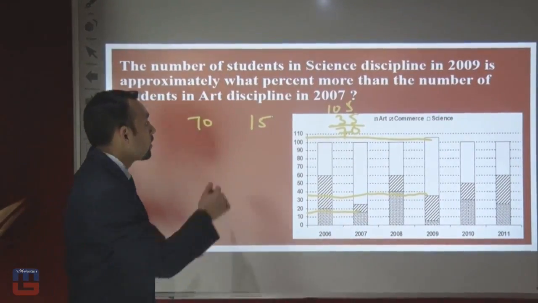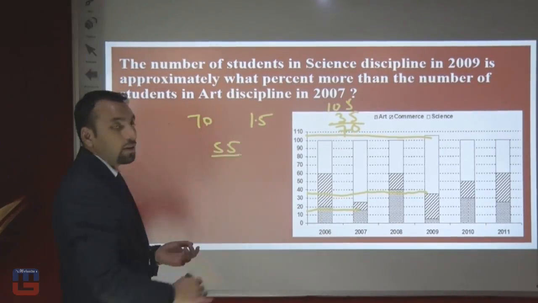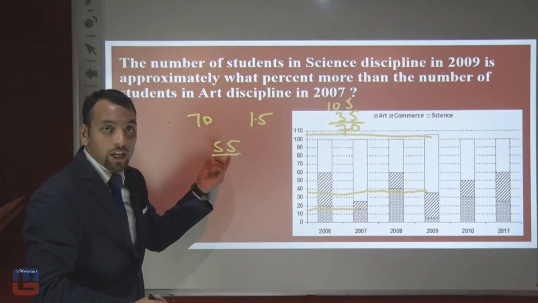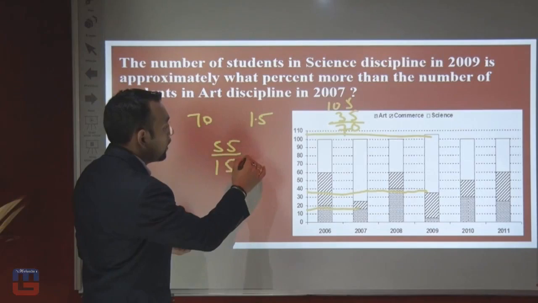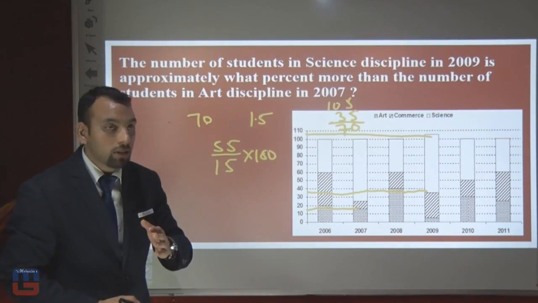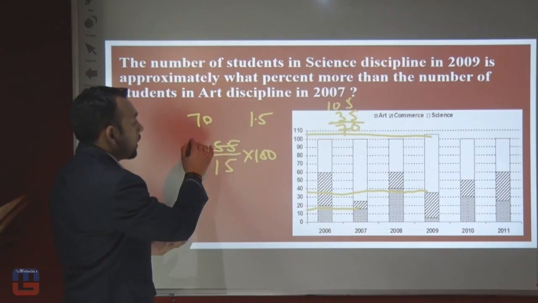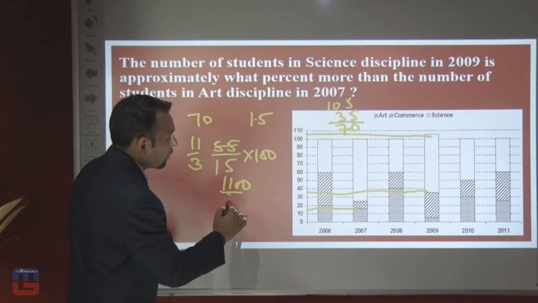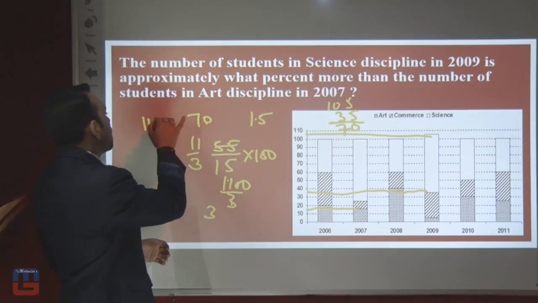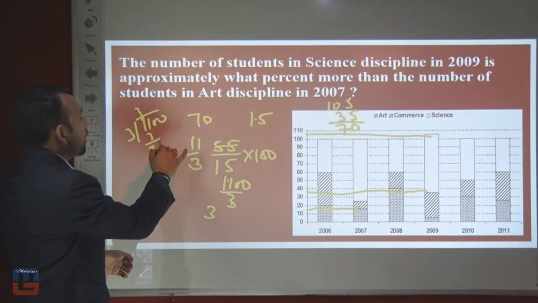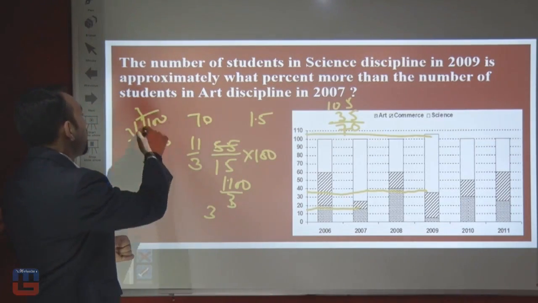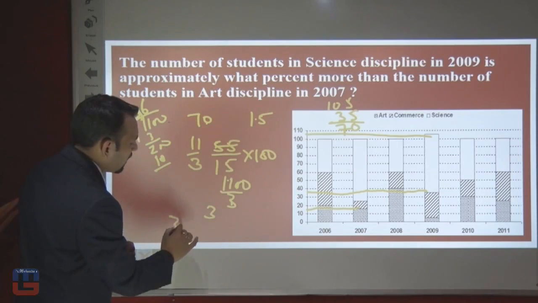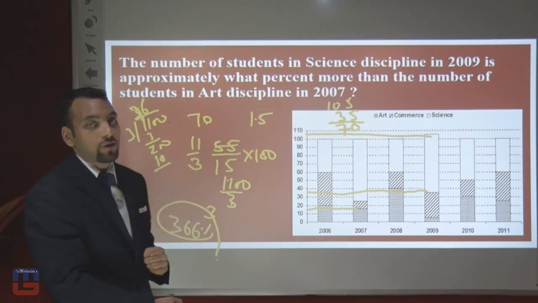So we will calculate the difference. Here the difference is how much? 70 minus 15, you will get 55. Divide by 15 into 100, right? Now see, 5, this will cancel by 11, this will cancel by 3. Now 1100 divided by 3, so 3 times how much? You will get 200, right? And in the same way, 3 6 times 18, right? So approximately we can say that 366% will be the correct answer to this question, right?